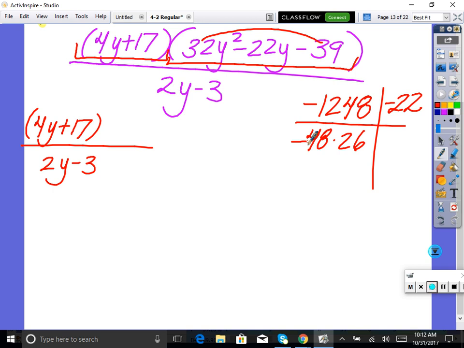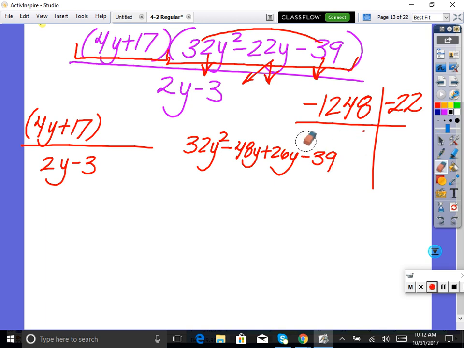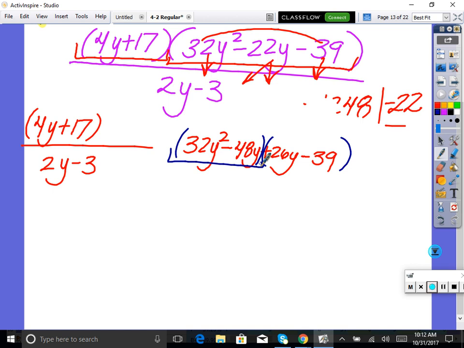Now we have to drop and break. So once again, drop and break. Let's go. 32y squared minus 48y plus 26y, and then minus 39. So now I'm going to factor by grouping. We would pull out what here? We could pull out 2y. That wouldn't be the greatest thing in common. And 8. Let's try 8y. So then divide by 8y. Divide by 8y. What's left?